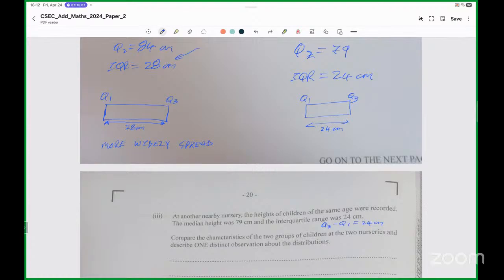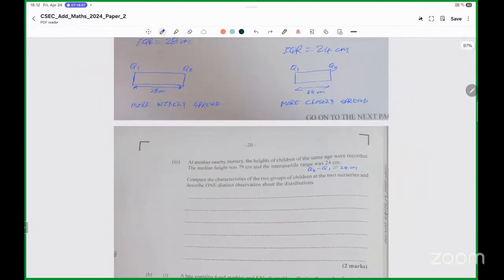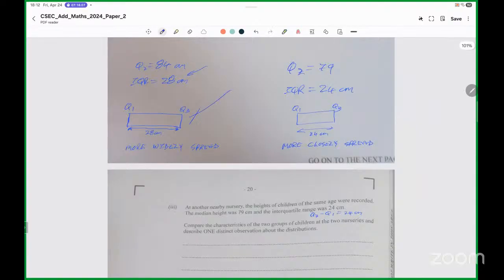All right. I could say this one is more closely spread. That one is more closely spread. That's what I would write down here. The second one is more closely spread from the median, and over here is more widely spread from the median.